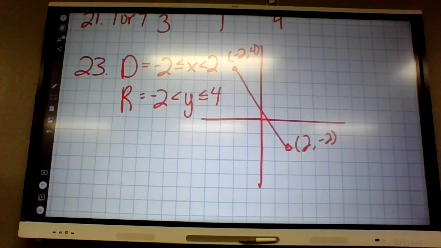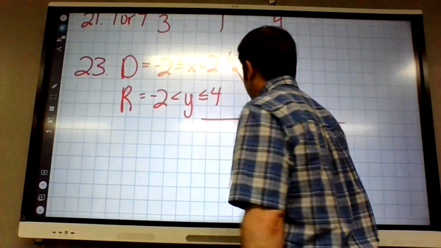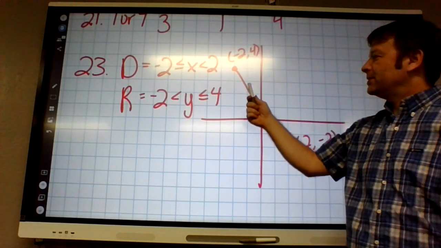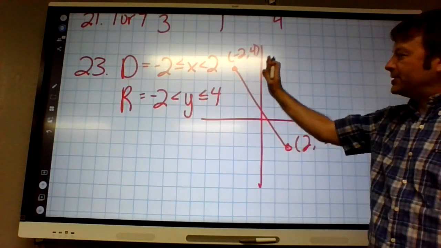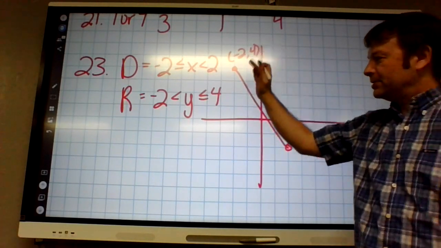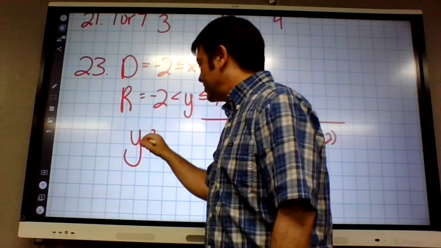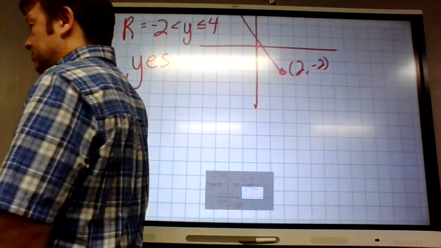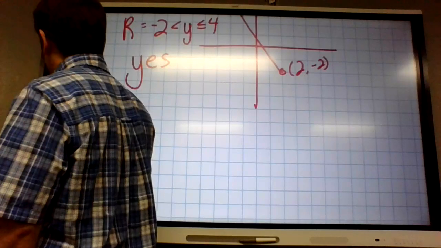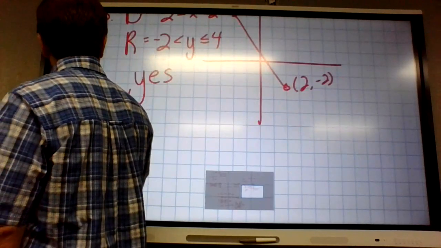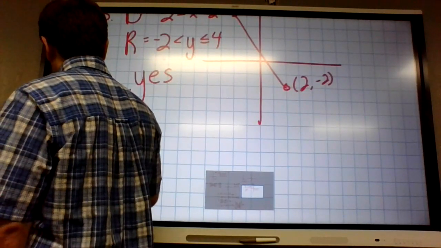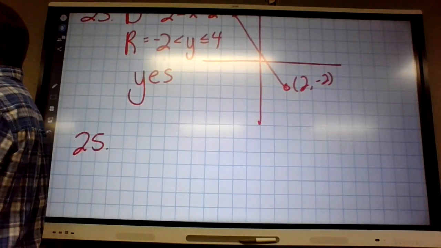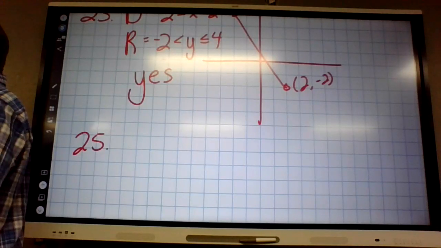Okay, back to 23, we kind of skipped a step. Is this a function? Yes. It passes the vertical line test. Anywhere you draw a vertical line, it passes. Is 24 no because it's all real numbers? That's not why it's a no. It's a no because it fails the vertical line test.